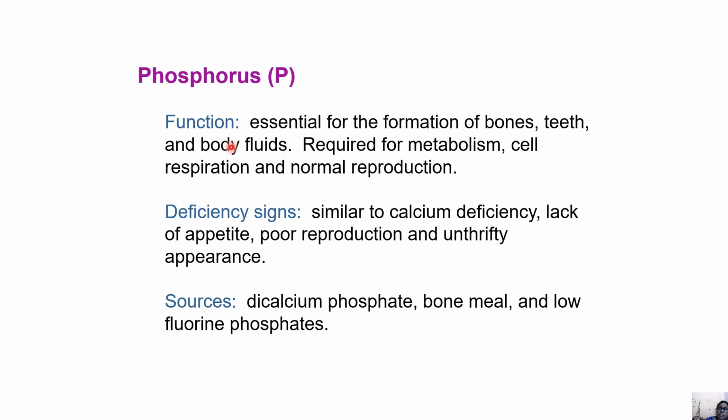Phosphorus will be essential for the formation of bones, teeth, and body fluids. They are required for metabolism, cell respiration, and normal reproduction. Deficiency signs are similar to calcium deficiency. Sources will be dicalcium phosphate, bone meal, and low fluorine phosphates.